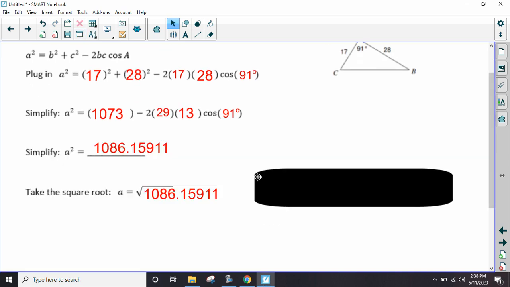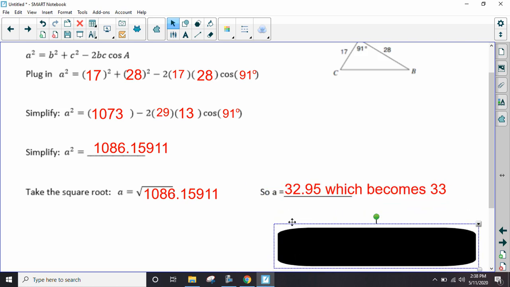Now we get 1086, blah, blah, blah. Take the square root of that, and then we get 32.95, which becomes 33 because that 5 will round that up and round that up. Not too shabby.